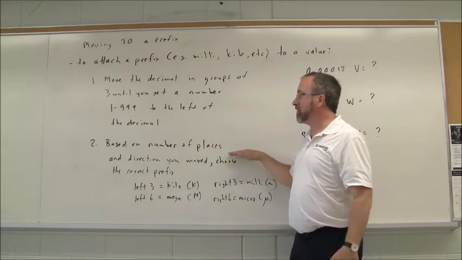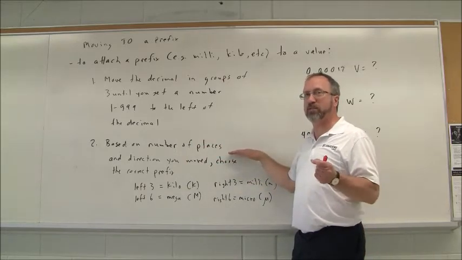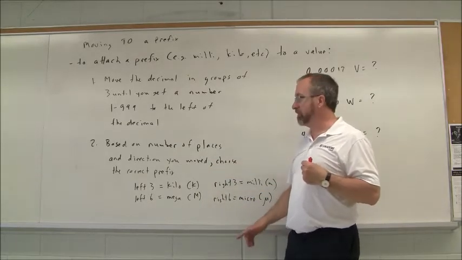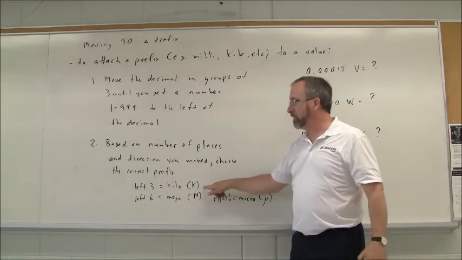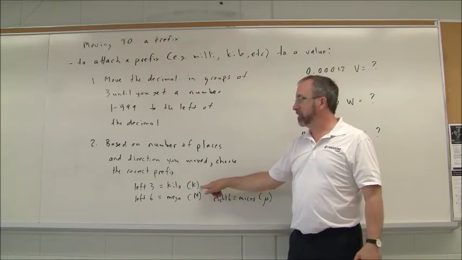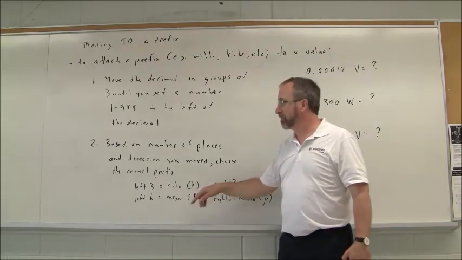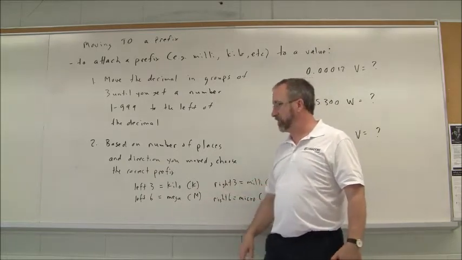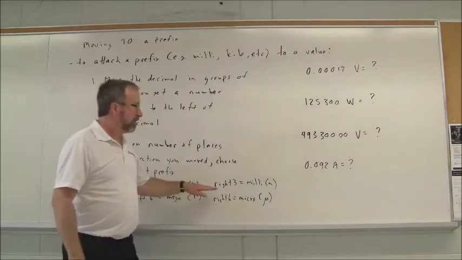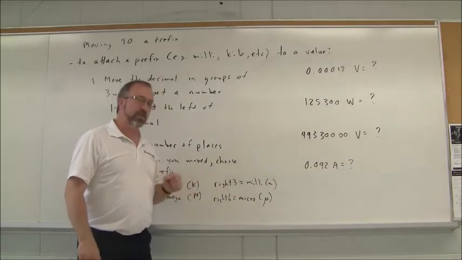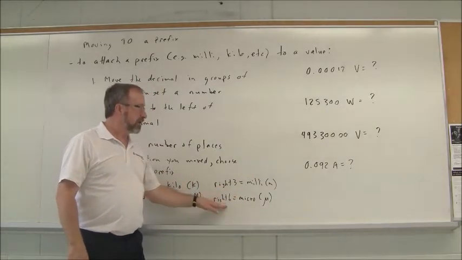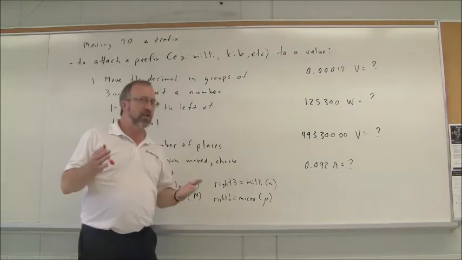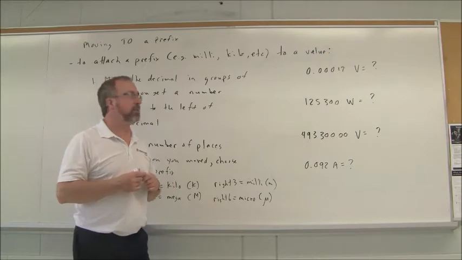Once you've done that, based on how many places you move that decimal and which direction you move the decimal, you can then choose a prefix. For instance, if I moved it to the left 3 places, kilo is the prefix I will use. If I moved it to the left 6 places, mega is the prefix I will use. If I moved it to the right 3 places, milli is the prefix I will use. And if I moved it to the right 6 places, micro is the prefix I will use. Sounds awkward, but let me demonstrate by example.